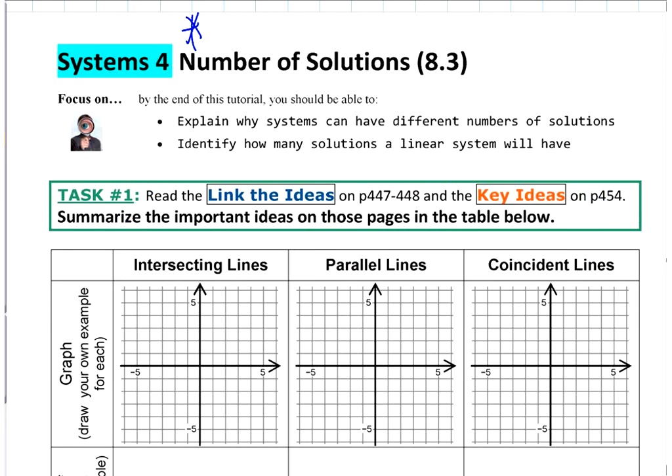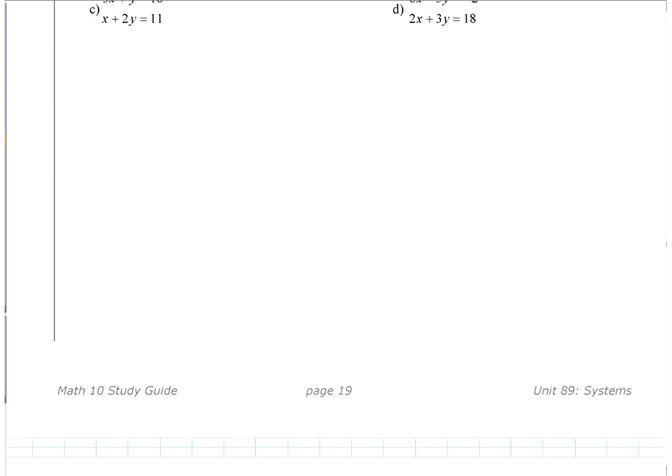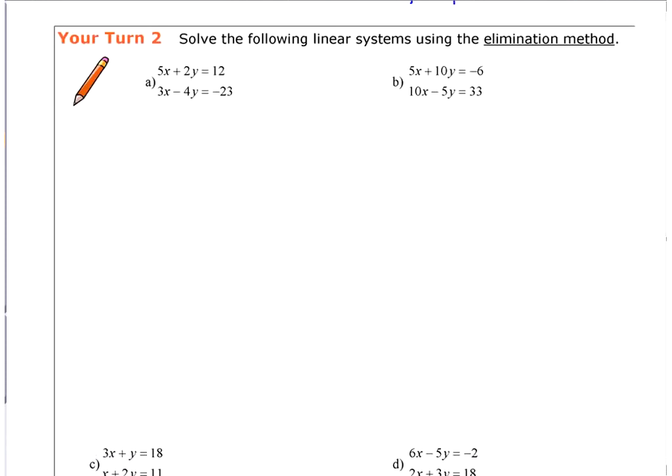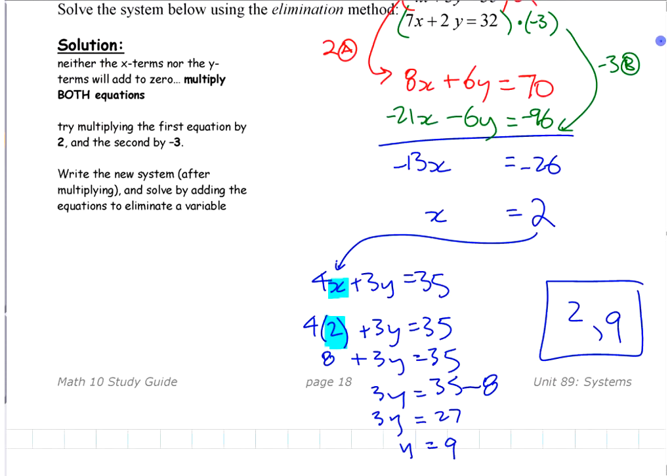Okay, but first of all, nail down elimination, maybe in the next 20 minutes or so, and then start looking at that last section, okay? Can you get going on that right now, please?